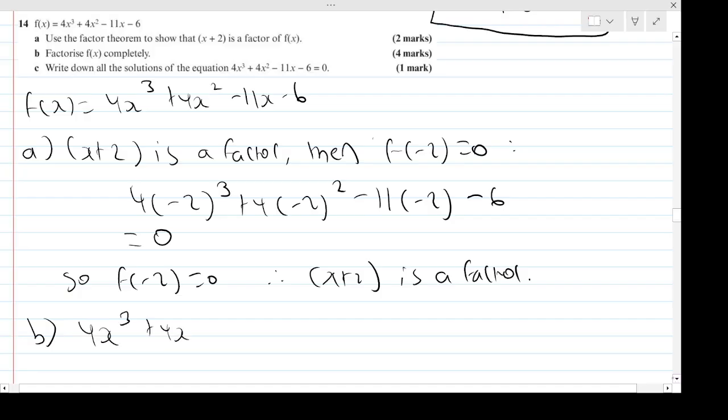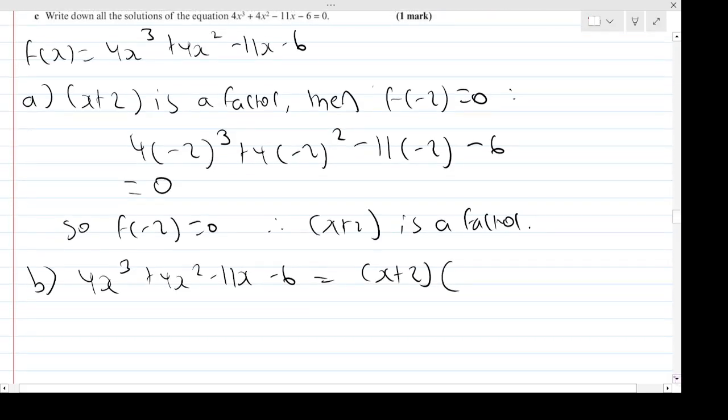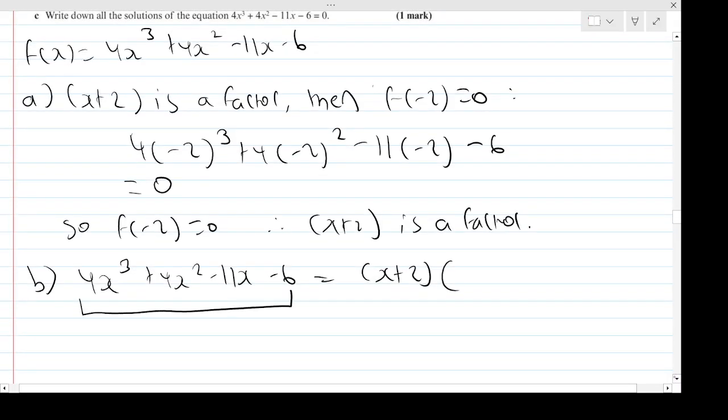Plus 4x squared minus 11x minus 6. So we know one factor of that is x plus 2. That's what we're proving in part A. But then the other factor: if you have an x cubed and then we have an x, then it needs to be x squared. So it has to be a quadratic factor, right? So it's going to be ax squared plus bx plus c. Okay, a generic quadratic, right? We know it's a quadratic factor, but there we are.